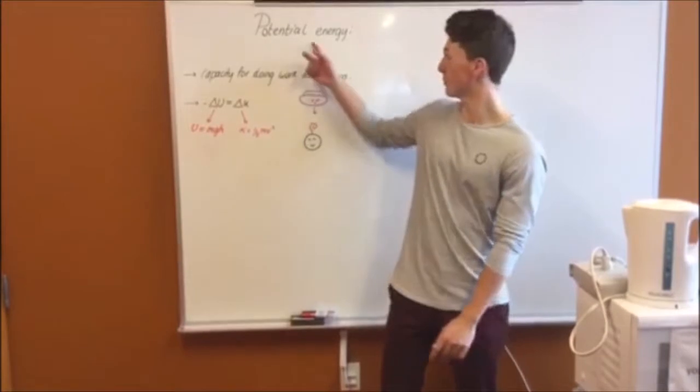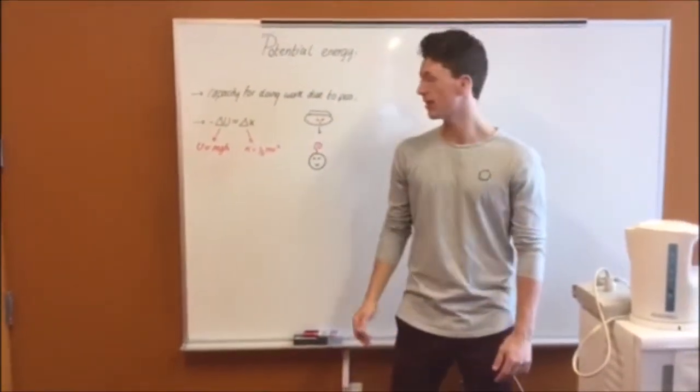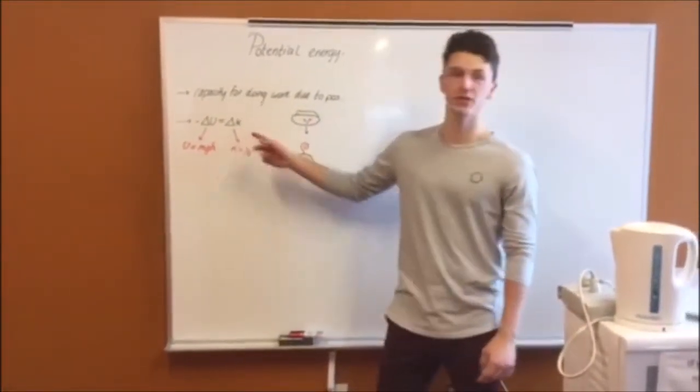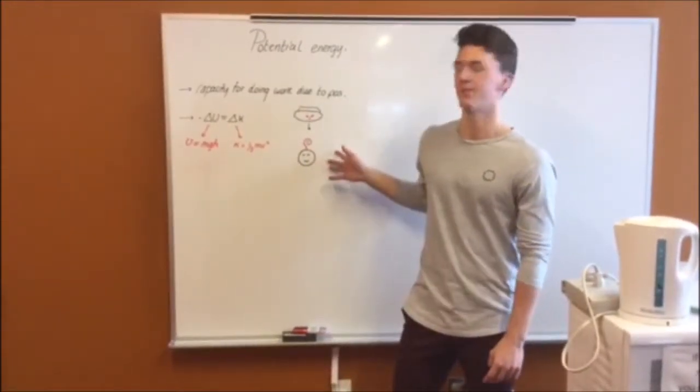Today I'm talking to you about potential energy. So potential energy is the capacity for doing work based on position. In a system, as potential energy decreases, kinetic energy increases. As seen in the diagram here, we are holding a pie over someone's head.